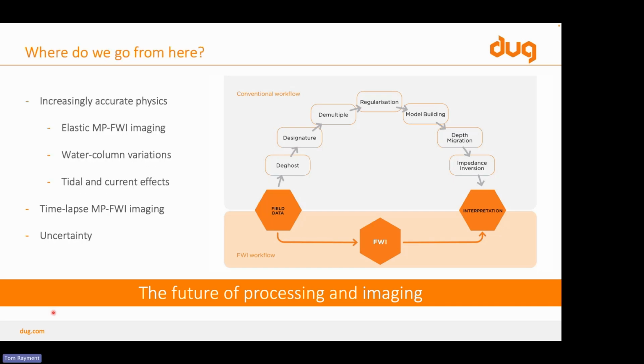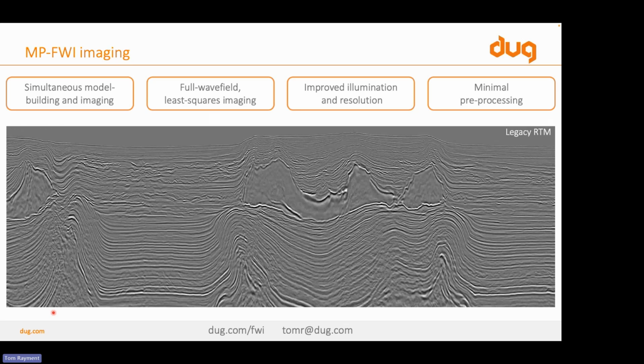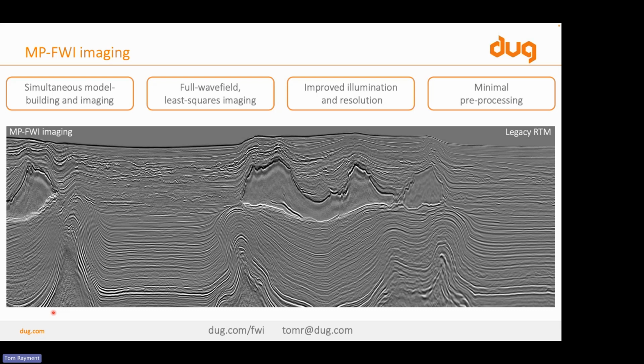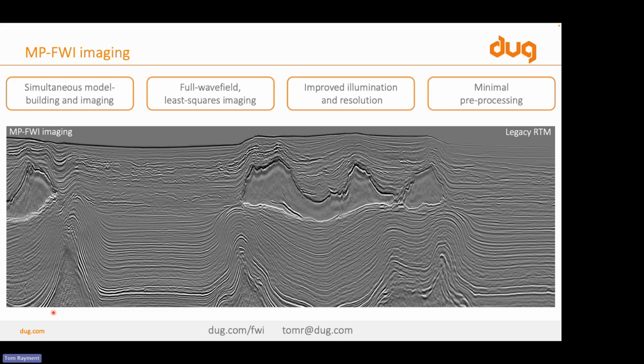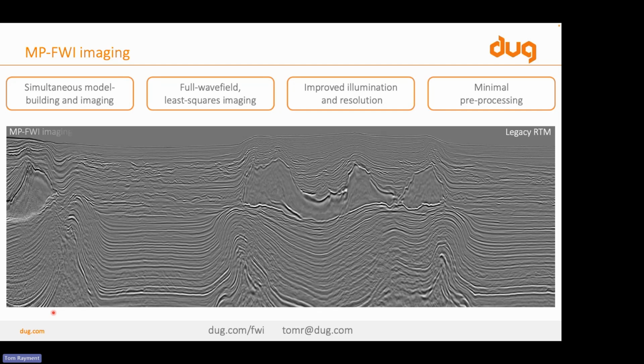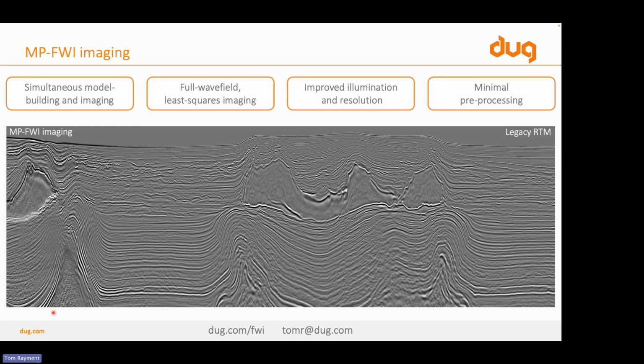And that, I believe, brings me to my last slide. So yes, multi-parameter FWI imaging is a simultaneous model building and imaging. We're getting a velocity model and reflectivity from our FWI, full wavefield least squares imaging for improved illumination and resolution with minimal pre-processing, often no pre-processing, to get much better results and much faster.